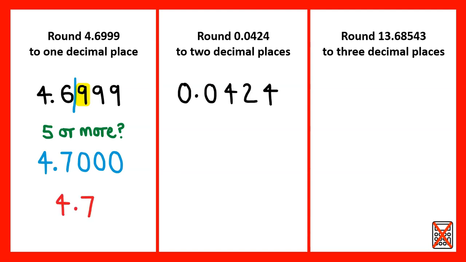Next, I'm rounding 0.0424 to 2 decimal places. That means my rounding line needs to go after the number in the second decimal place, which would be this 4 that I have here.